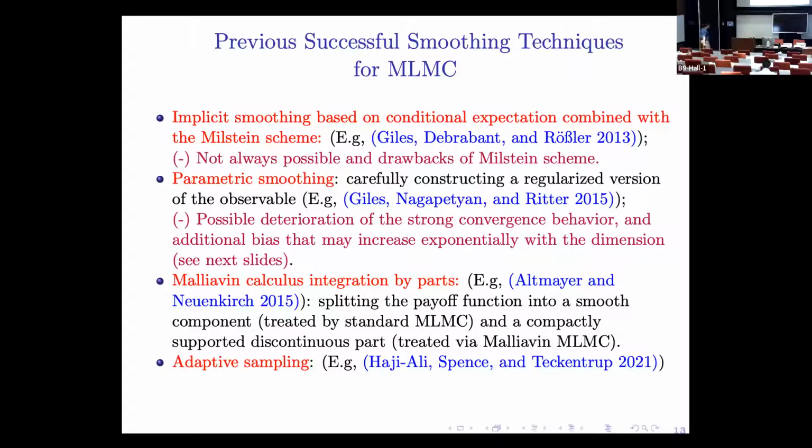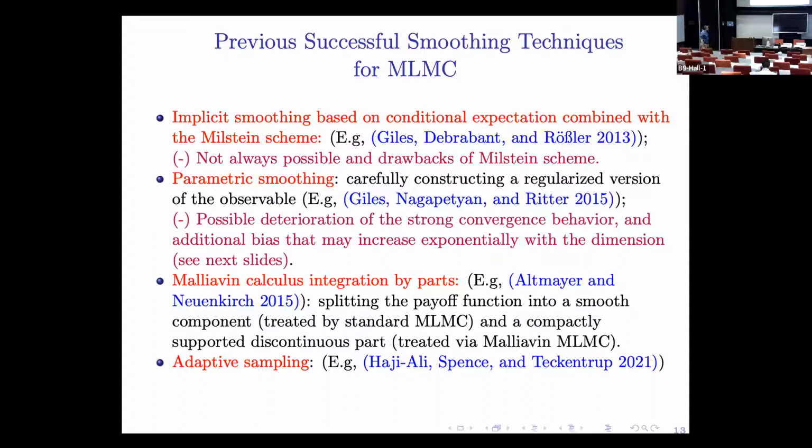Now, in the context of the multi-level Monte Carlo, there have also been some ways to overcome the low regularity of the integrand or the quantity of interest. For instance, implicit smoothing was considered, where you use conditional expectation, but it was combined with the Milstein scheme. Again, this is not always possible. There are cases where it's not trivial which filtration or random variables you can condition on to get better regularity. And this also comes with the drawbacks of the Milstein scheme.